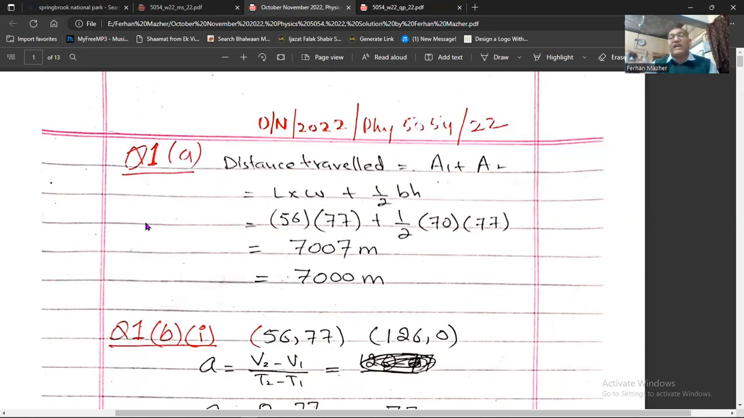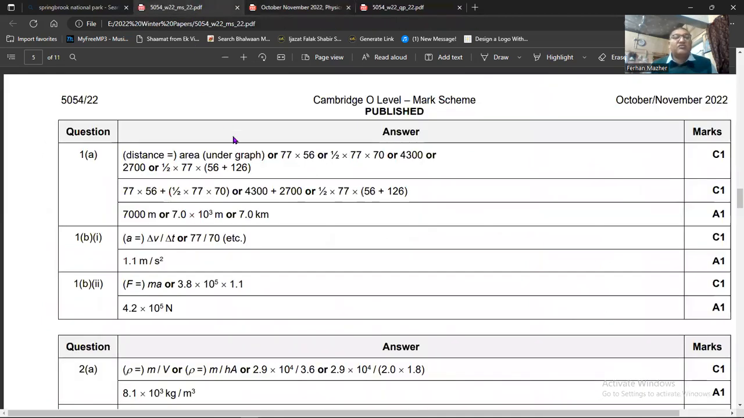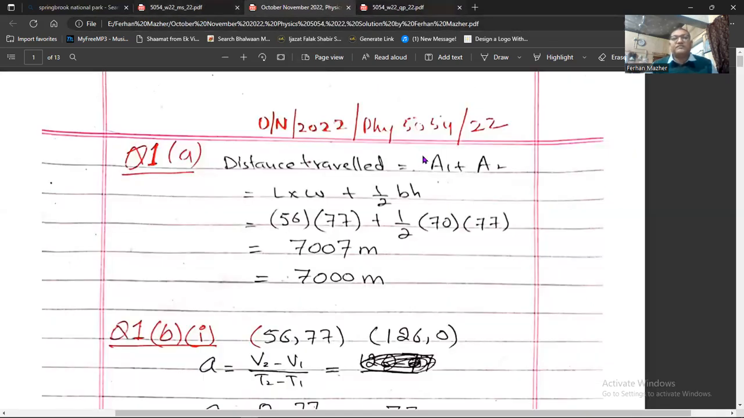This will be 7,007 meters, and when I write it, I will round it off. It will be 7,000 meters. 7,000 meters is the right answer. The marking scheme is on your screen. That's the solution.